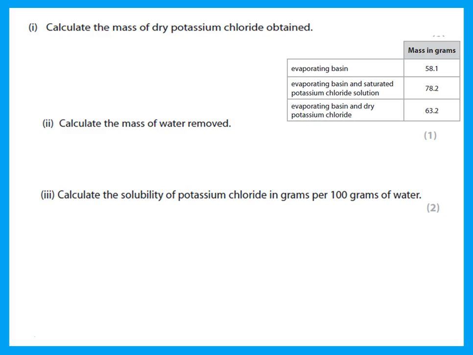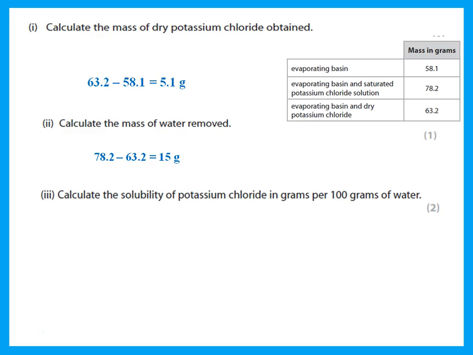He has a mass of the evaporating basin alone, and then he has evaporating basin and dry potassium chloride. So if I want the amount of potassium chloride, it is the difference between them. And then he wants the mass of water. Well, he has evaporating basin and saturated solution, and then he has evaporating basin and dry potassium chloride. So the difference between them would be the amount of water that was removed.